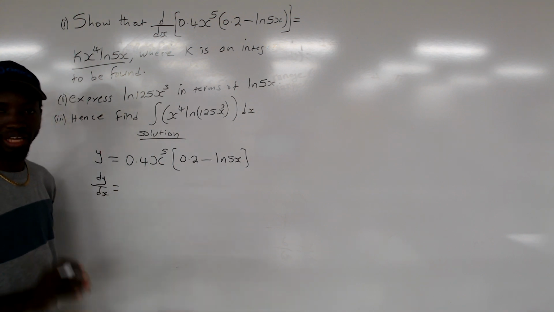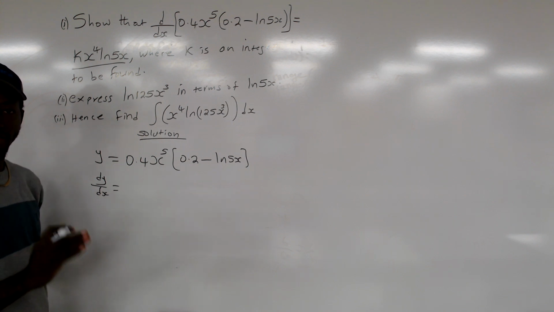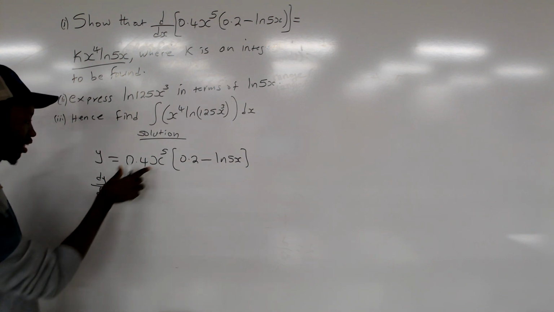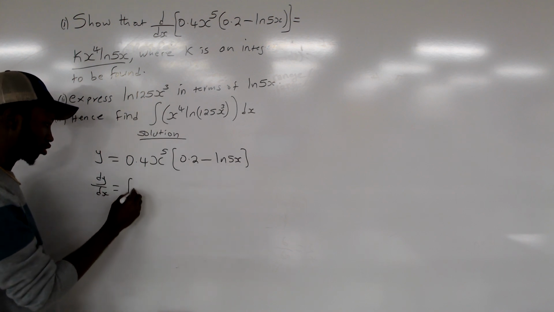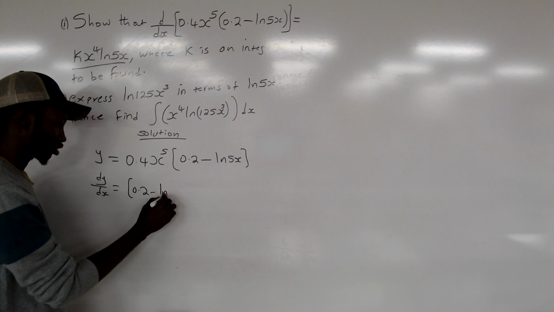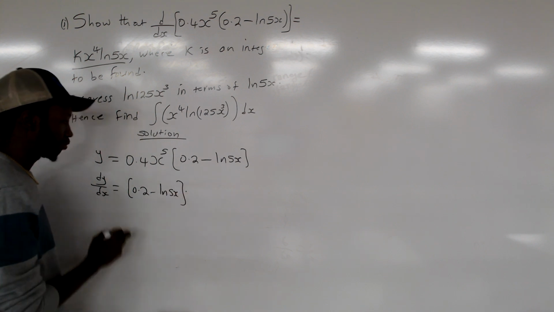Now we have two terms. You have to keep one term constant, and it depends which term you want to keep constant. Let's say we keep this bracket constant: 0.2 minus ln 5x, times, we differentiate this.